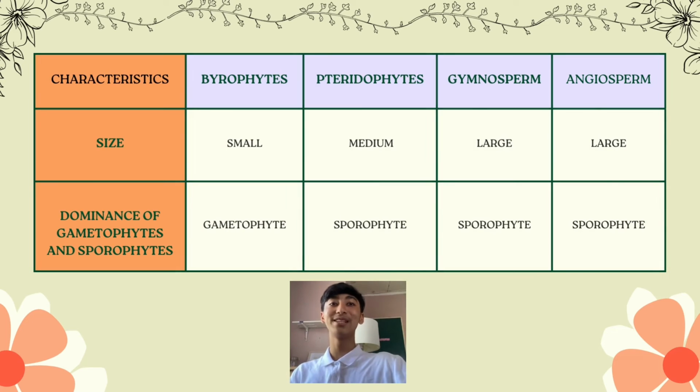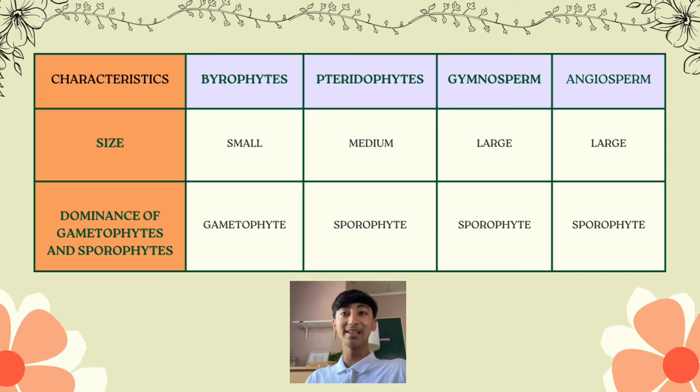Okay, so let's see the first 2 characteristics of plants. The first characteristic is size. The bryophytes obviously have the smallest size compared to the other groups. And the second group, pteridophytes, we call medium. Why do we call it medium? It is because it is larger than bryophytes, but still smaller than gymnosperms and angiosperms. And gymnosperms and angiosperms are the largest compared to the other 2 groups.